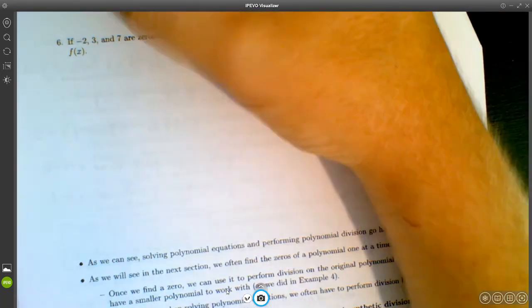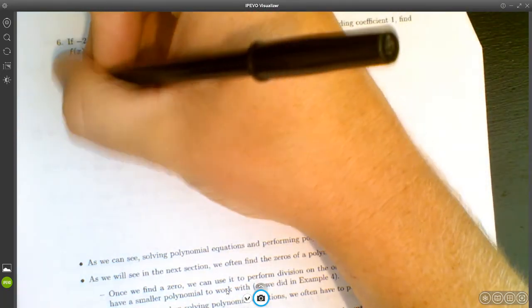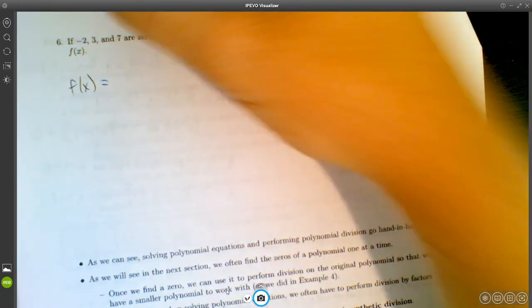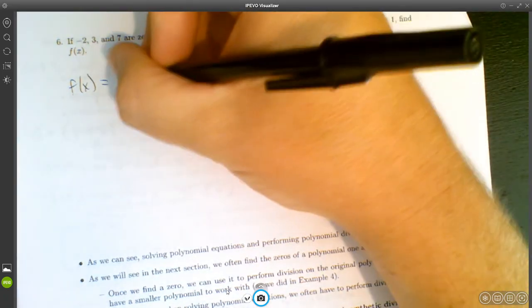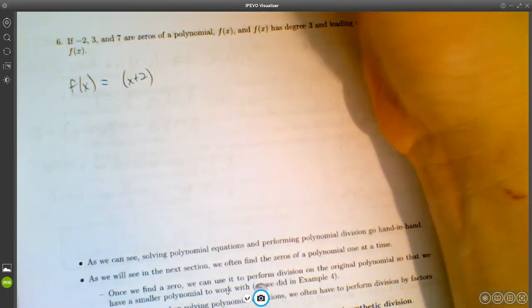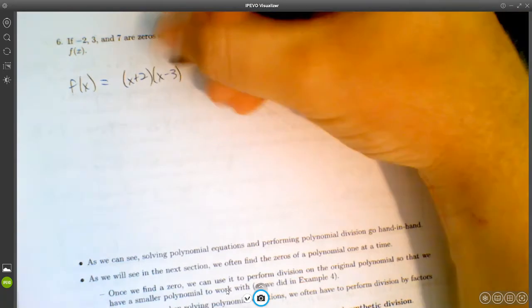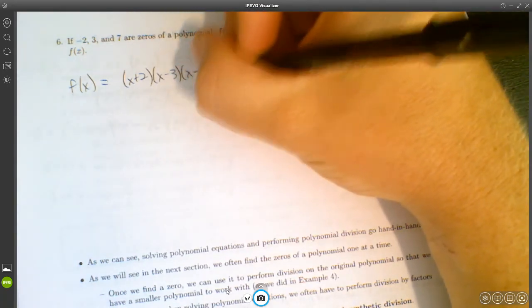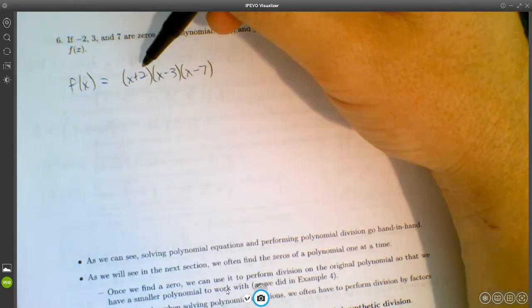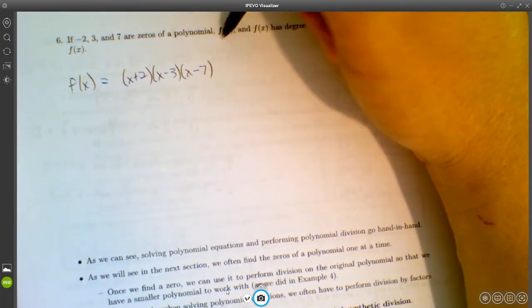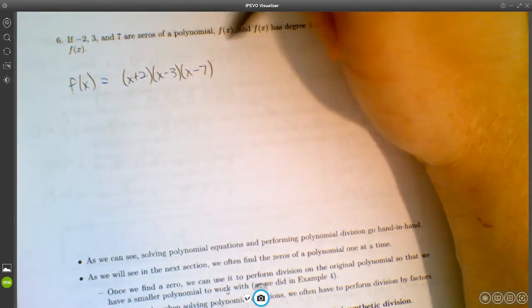Well, if negative 2 is a 0, then x plus 2 is a factor. If 3 is a 0, then x minus 3 is a factor. And if 7 is a 0, then x minus 7 is a factor. Moreover, if these three factors are all factors of f, then their product is a factor of f.